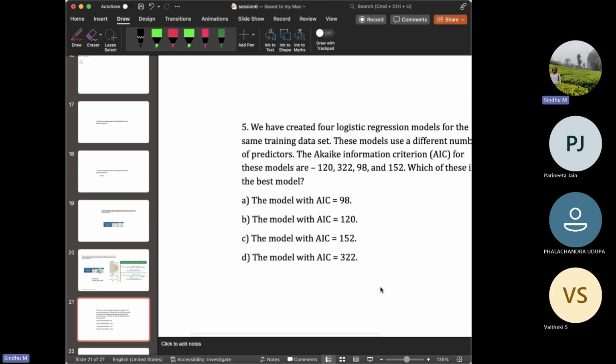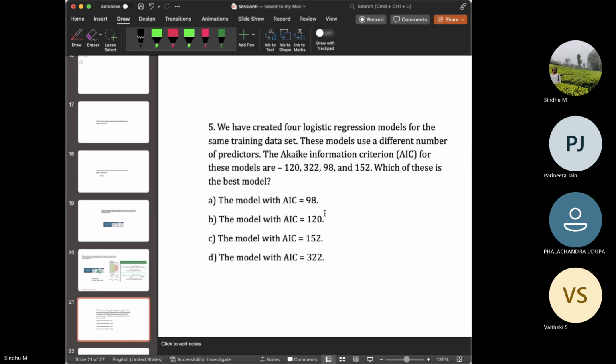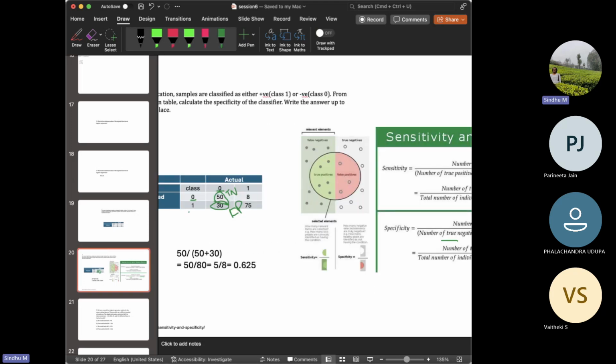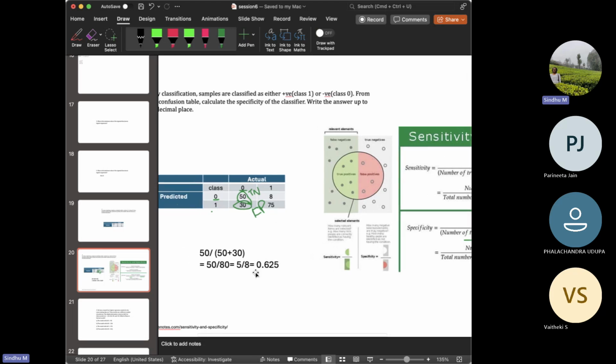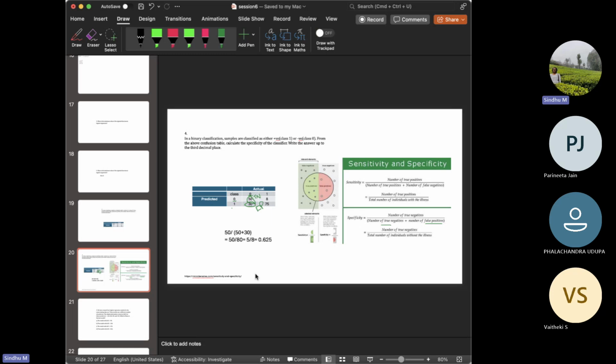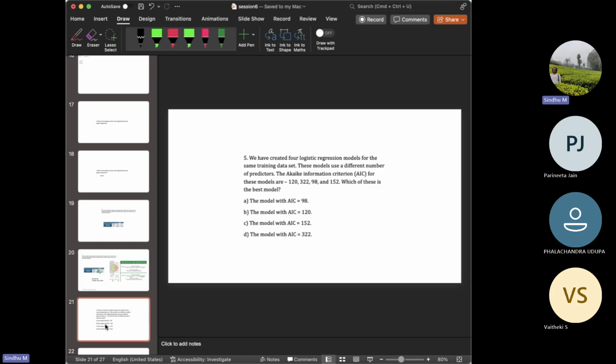So let's go to the next question. I hope this is clear to all, this question on specificity. Any doubts? Because this is an important concept. If you have any doubts, we can discuss it. Otherwise, we can go to the next question. If you have any doubts, just raise your hands. I'll wait for a minute. Okay, I don't see any hands up, so I hope it's clear to all. We'll move on to the fifth question. You can take a couple of minutes to answer, then we will discuss it.